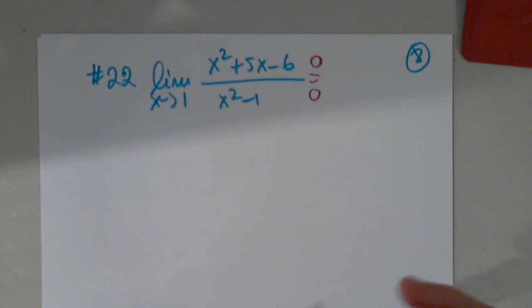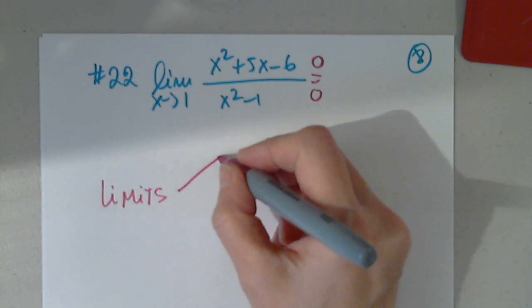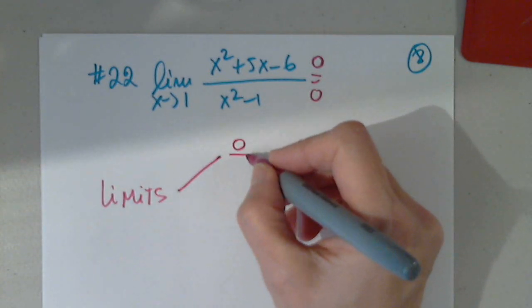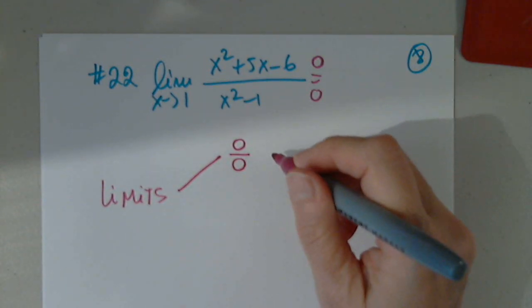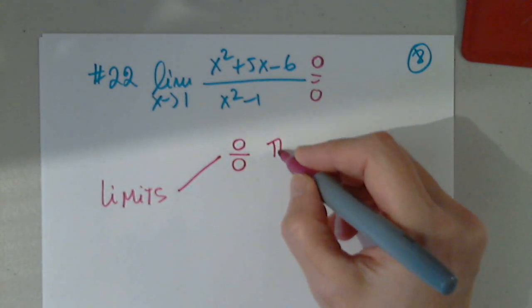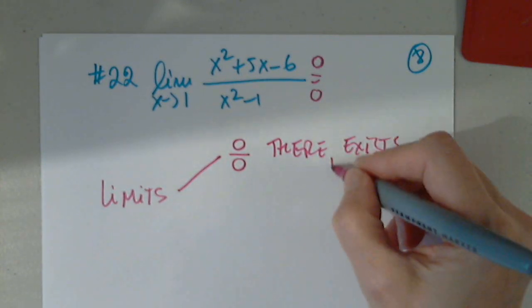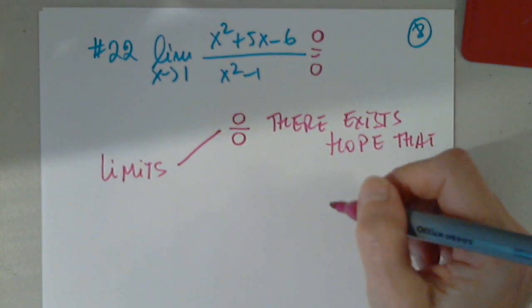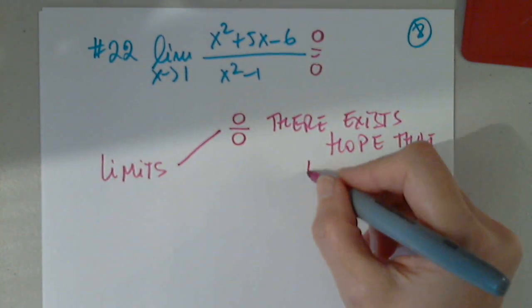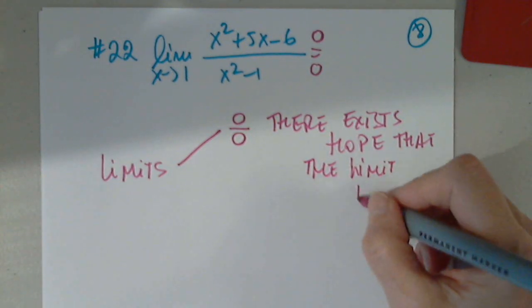One more time, limits can have a 0 over 0 situation, and I'm going to write what this means. There exists hope that the limit exists. So there is hope that the limit might exist.